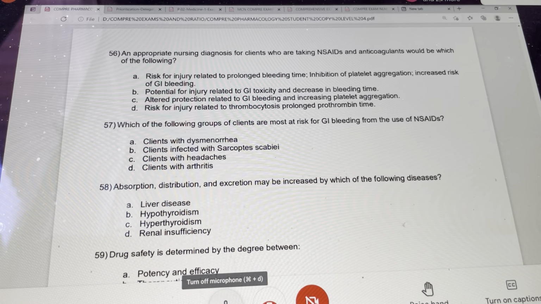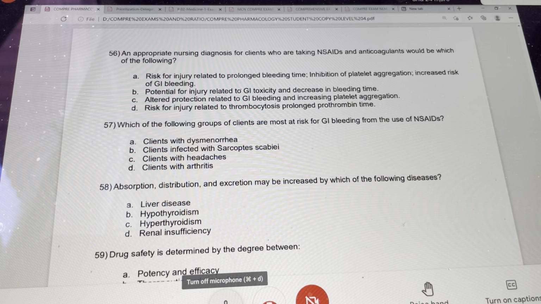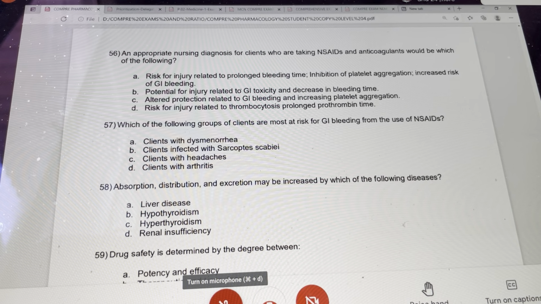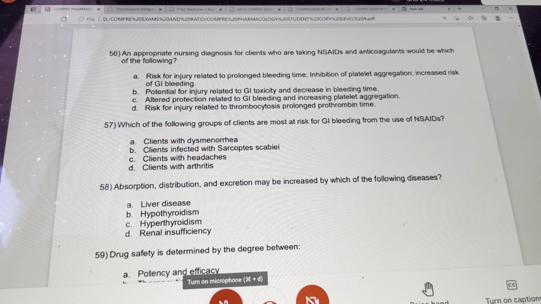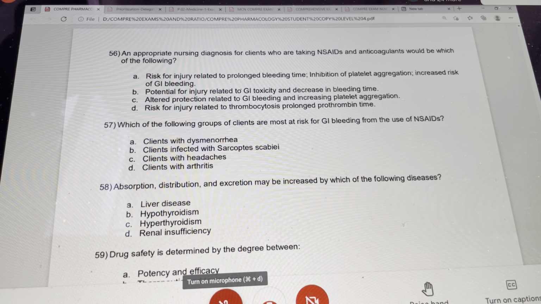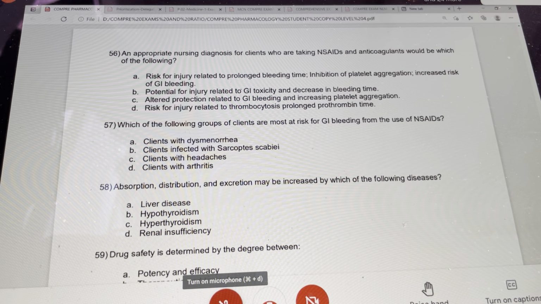So if you are a long-time user of NSAIDs and you have also been taking medications classified as anticoagulants, you are at high risk for injury. Correct, alpha. Risk for injury related to prolonged bleeding time, because that could possibly happen since you are on an anticoagulant. Inhibition of platelet aggregation, yes, that's true. And a risk for GI bleeding, because of the relationship of this condition to your long-time usage of NSAIDs. The rest is history. But the best nursing diagnosis that you could formulate is letter A, because with all these drugs being taken by your patient, all the risk problems are in letter A.